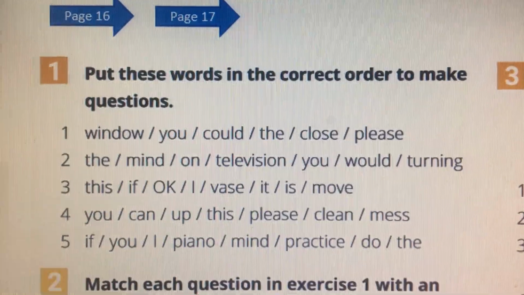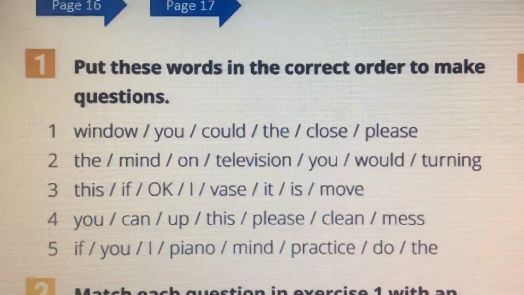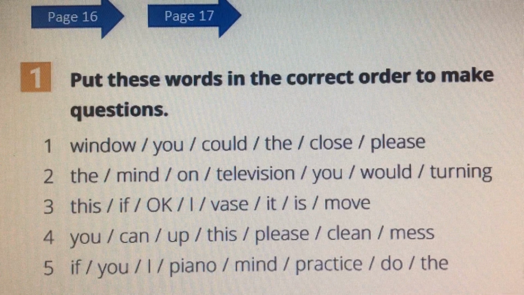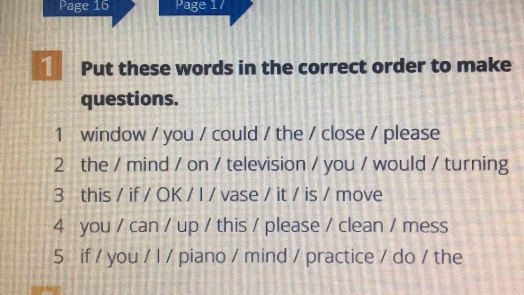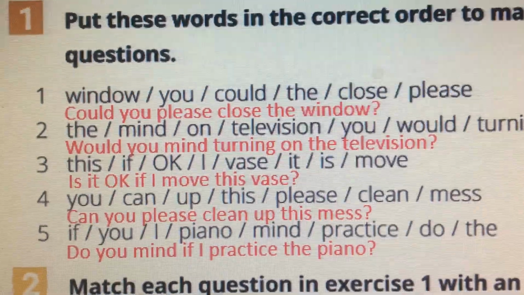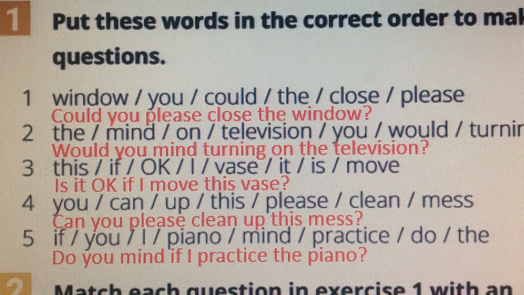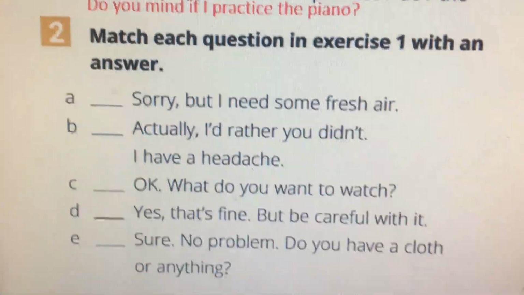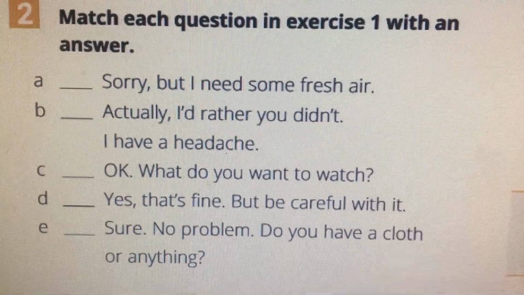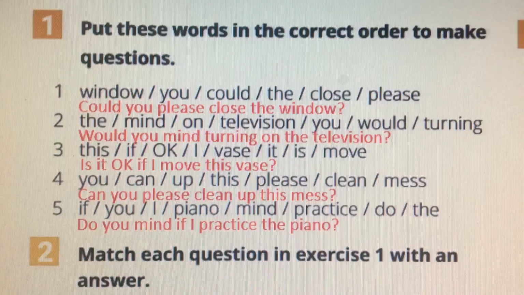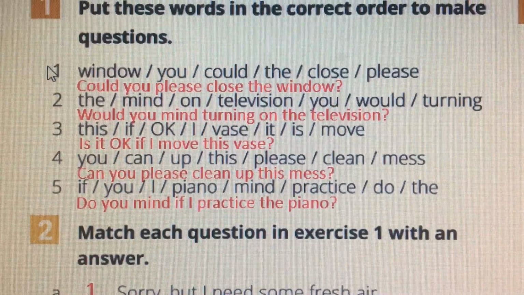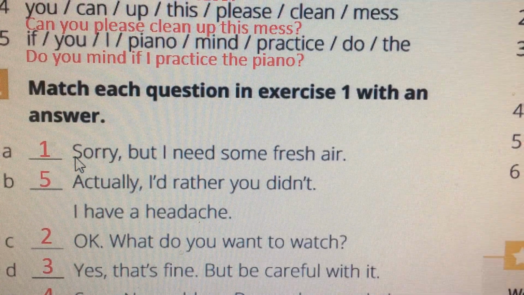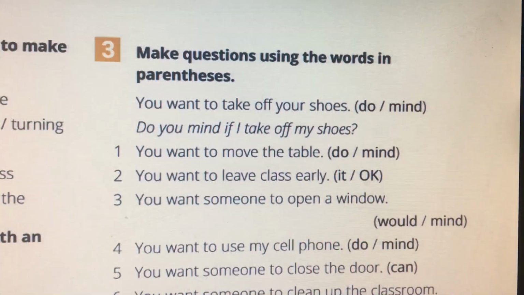Put these words in the correct order. Remember, you stop your video, do the work, and then restart. Okay, here we are. Answers. Okay, now match each question with an answer. Okay, that means the first one. Could you please close the window? Number 1, answer is here. Sorry, but I need some fresh air.